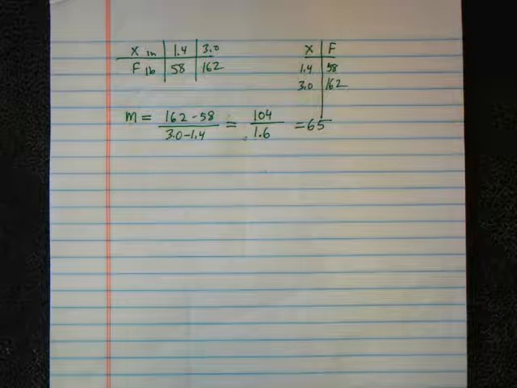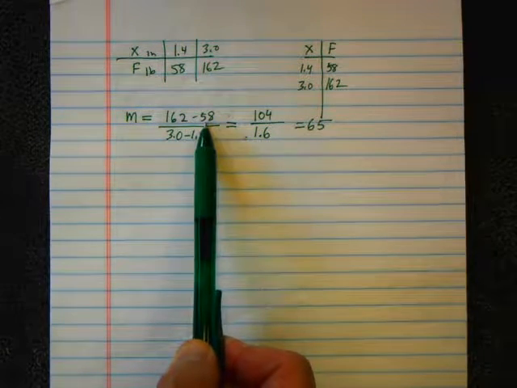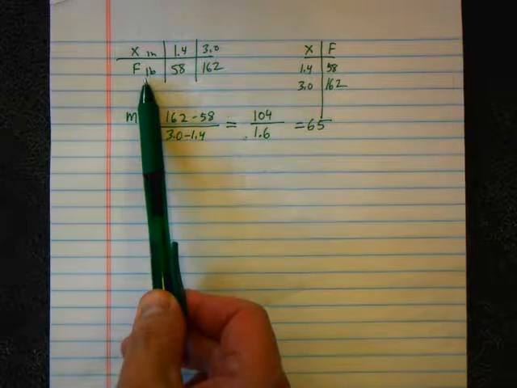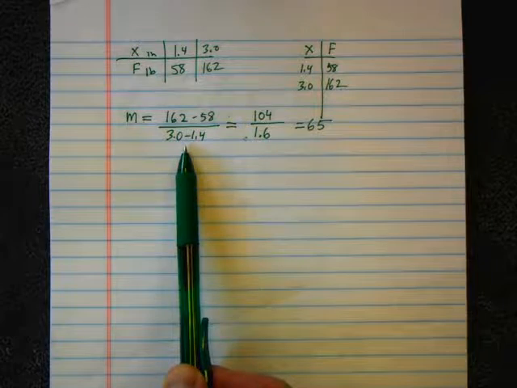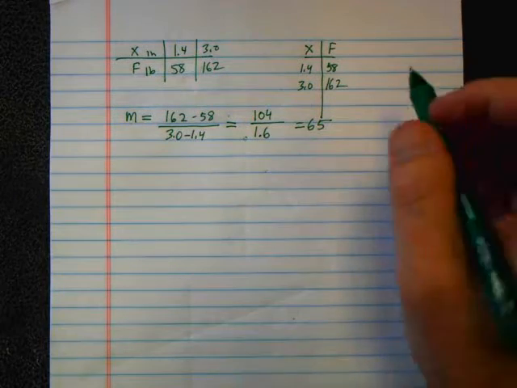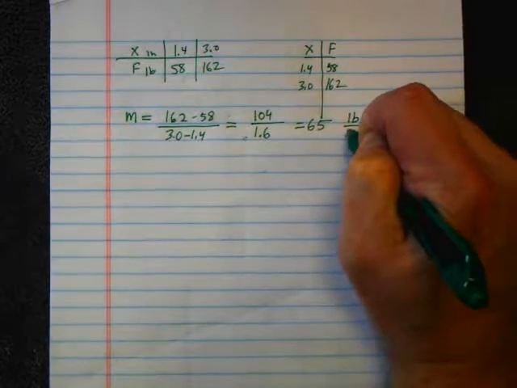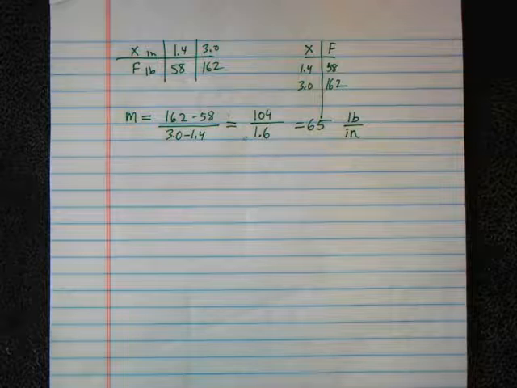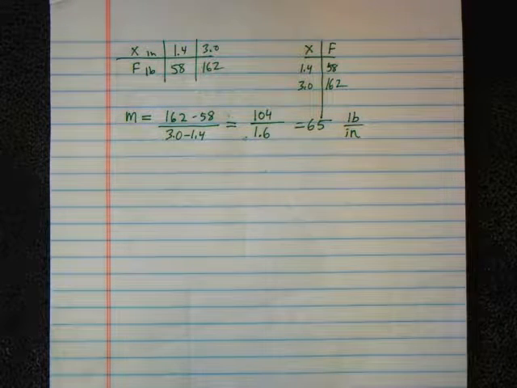per inch? Okay. Well, remember, we put the y's on top. In this case, what were the units on the y's? It was pounds. And then we had the x's on bottom. What were the units on the x's? Inches. So it looks like the units are pounds per inch. In other words, it takes 65 pounds to stretch that spring 1 inch.